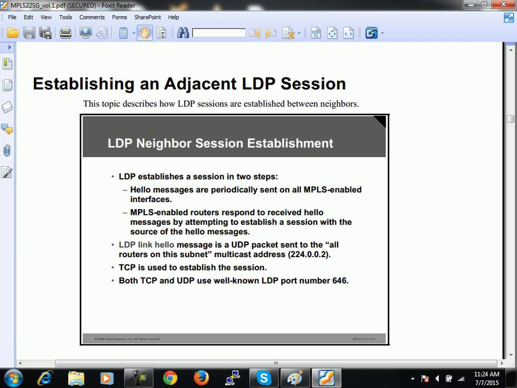But then, because it has to form a TCP session, the TCP session will be unicast. To form a TCP session, you cannot send your packet using a multicast address, because a TCP session means you are forming an end-to-end connection. So TCP is used to establish the session. Both TCP and UDP use the well-known port number 646.